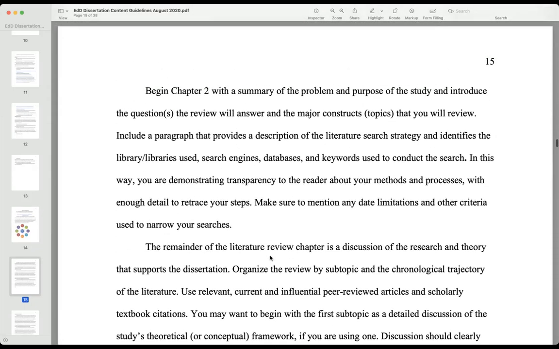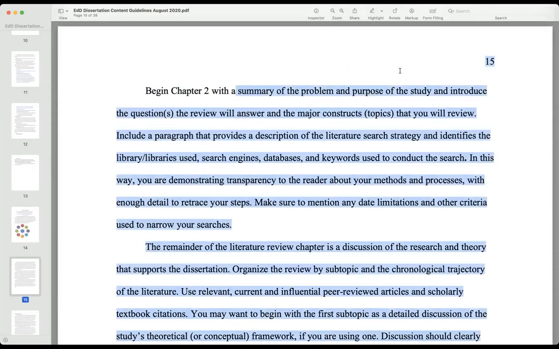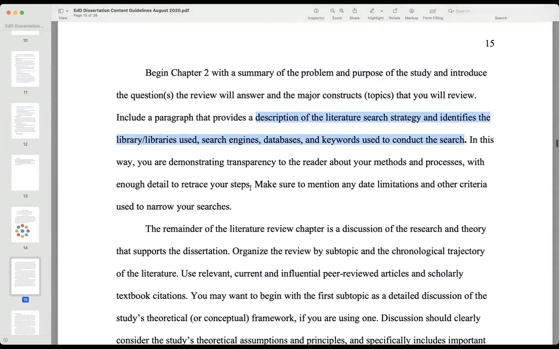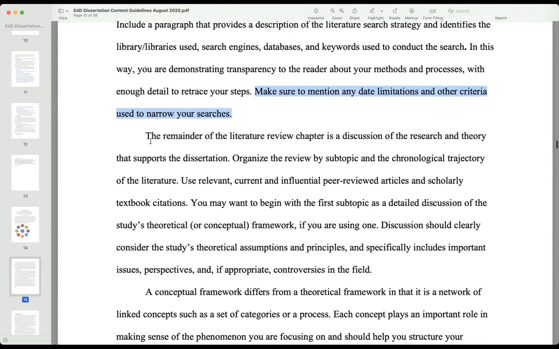But we have this walkthrough here. Begin with a summary of the problem and purpose of the study, and introduce the questions the review will answer and the major constructs. Describe your search strategy, where you looked, any parameters there, and then discuss the research that you found and the theory.